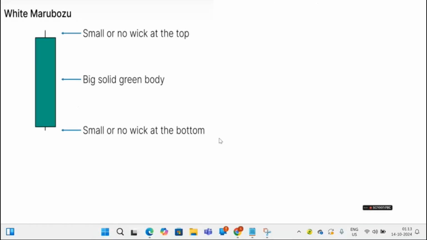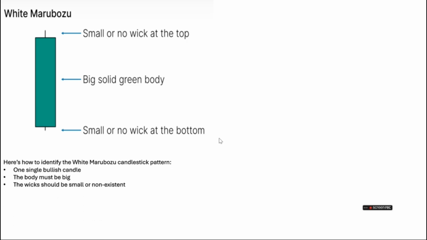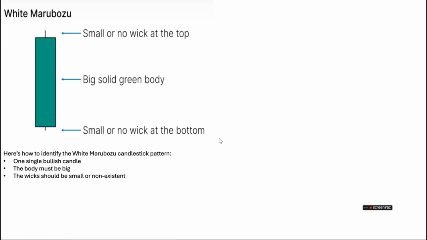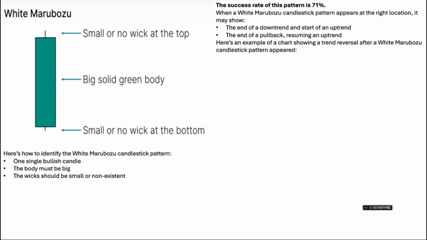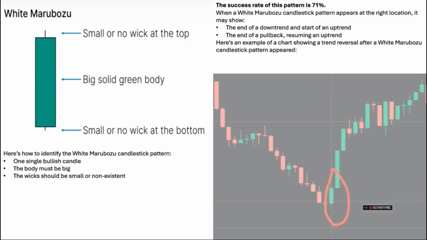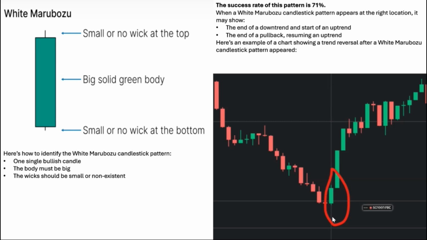Let's talk about the white marubozu. It's a single candlestick that opens at the low and closes at the high without any wicks. It screams strength and suggests a strong bullish sentiment in the market. Armed with this knowledge, you're going to feel unstoppable. Here is how to identify the candlestick pattern. And the success rate of this pattern would be 71%. This is how the white marubozu will look in the market.